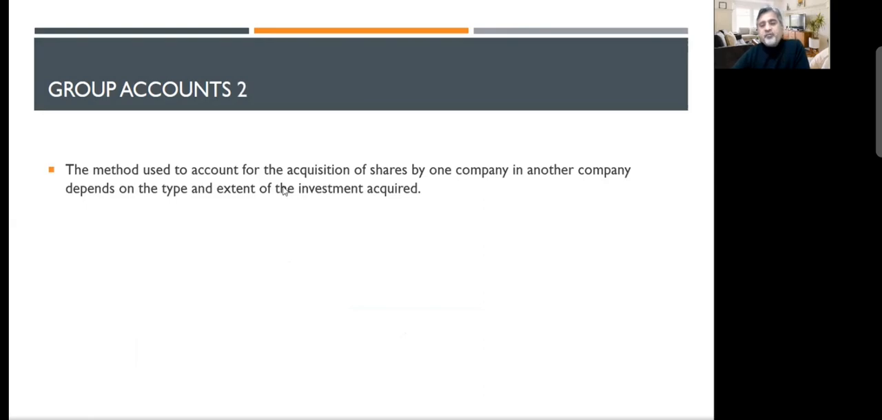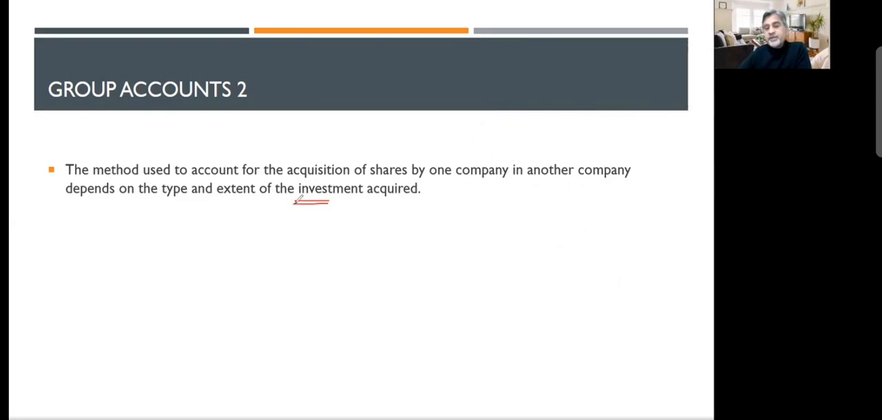So the method used to account for the acquisition of shares by one company in another company depends on the type and extent of the investment acquired. How much investment have you acquired? 80%, 90%? Because generally speaking, these are different cases. Like you acquired 60% of another entity, or 40% of another entity, or you made a 15% investment. Generally speaking, these will create differences in consolidation. I'm using the word generally because I don't want to use the word always, because sometimes there are some exceptions, and we are going to discuss those exceptions.